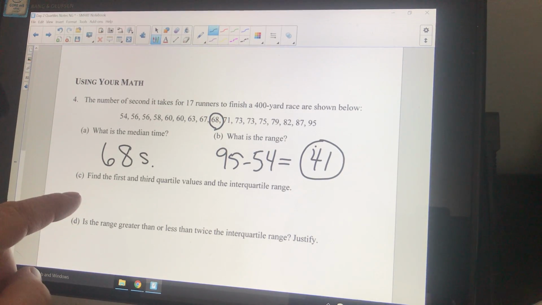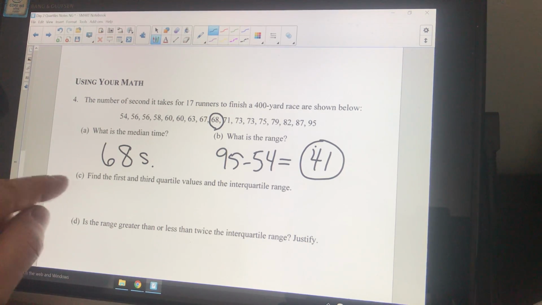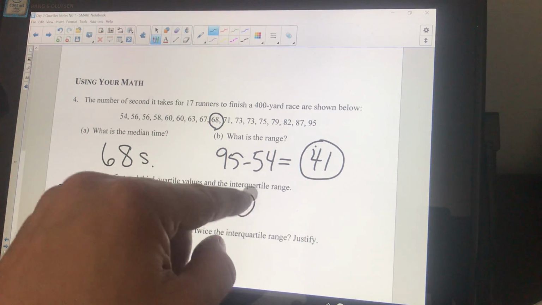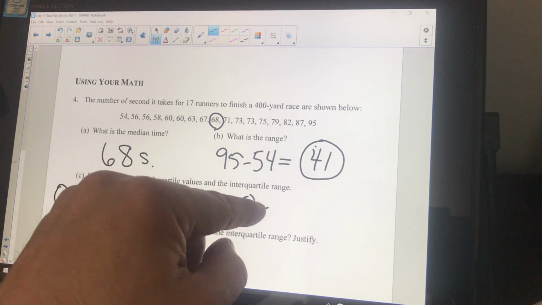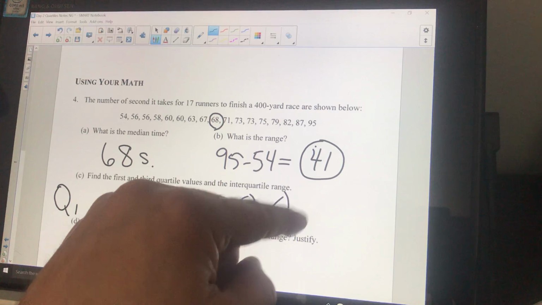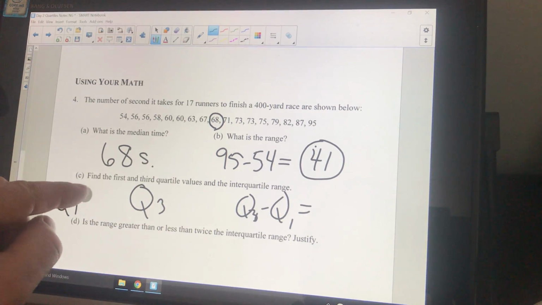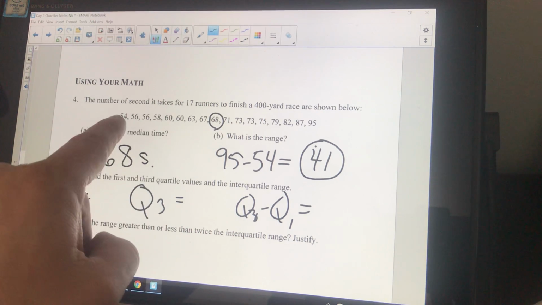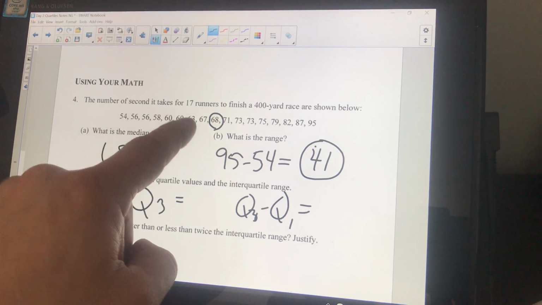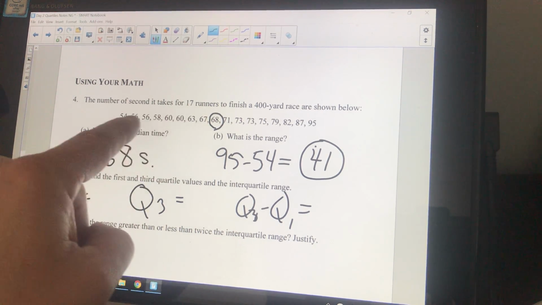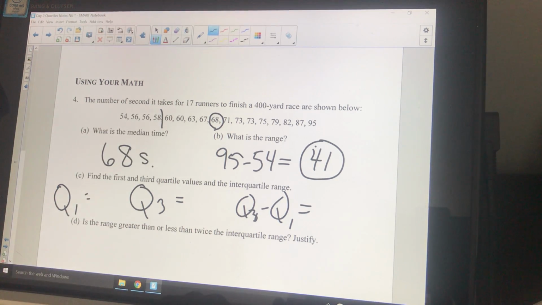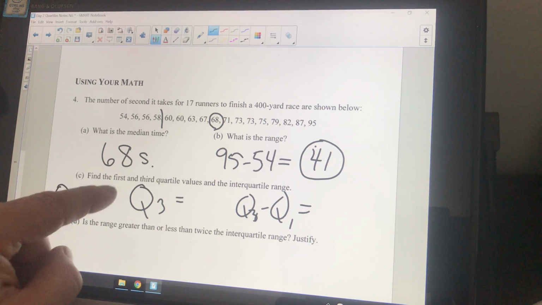Find the first and third quartile values and the interquartile range. So 3 things, Q1, Q3, and Q3 minus Q1. Should be always Q3 minus Q1 because Q3 should be bigger, okay? So there's that. So 1, 2, 3, 4, 5, 6, 7, 8. Okay, I split that in half. 1, 2, 3, 4. What's in between 58 and 60? Yep, 59. Hopefully that's what you got.